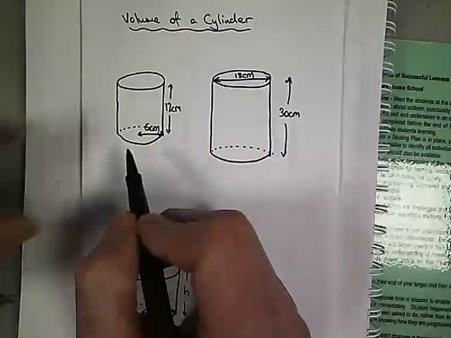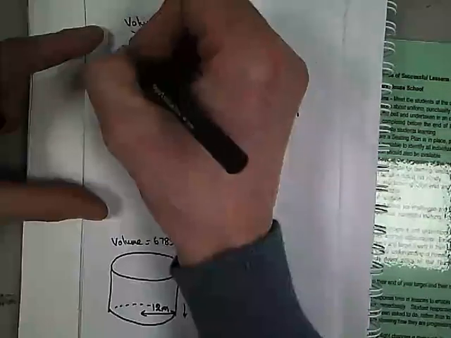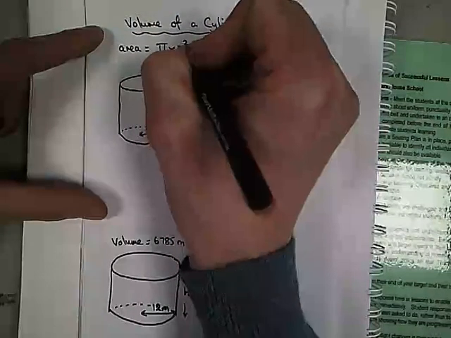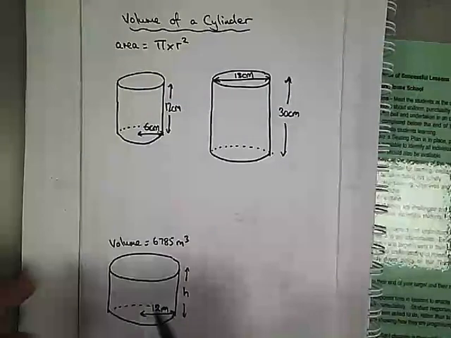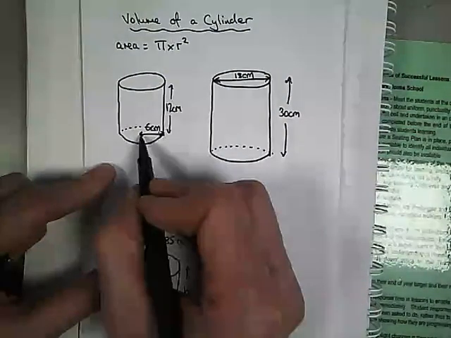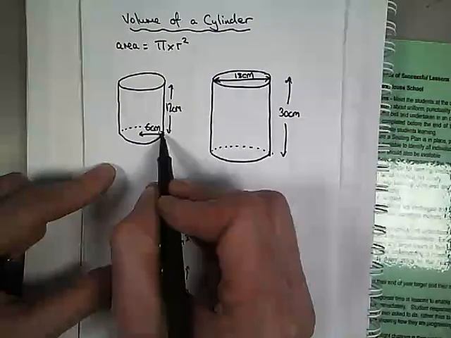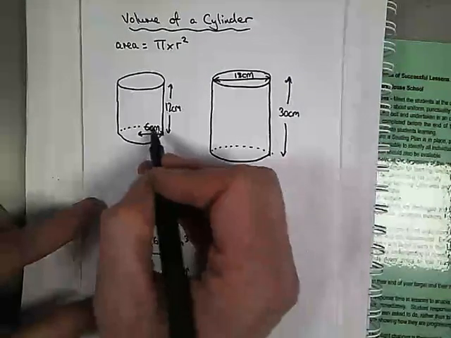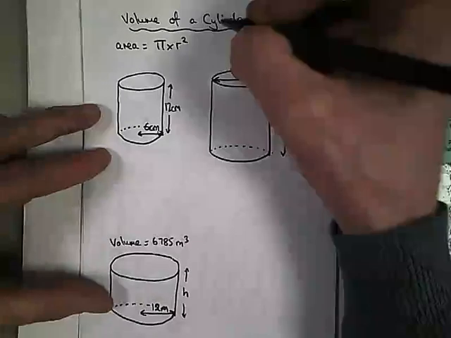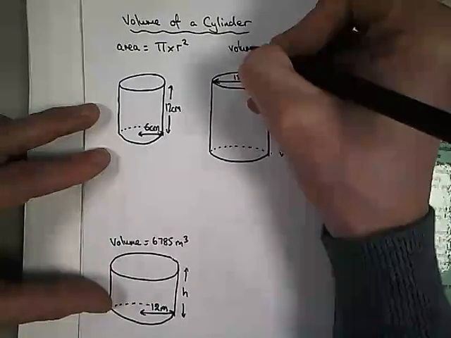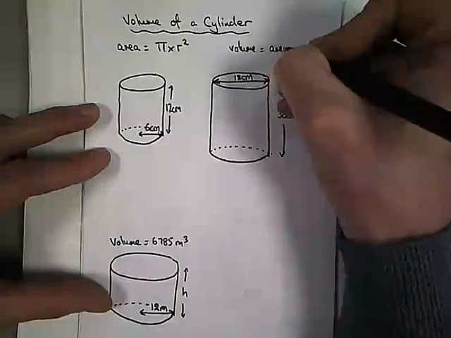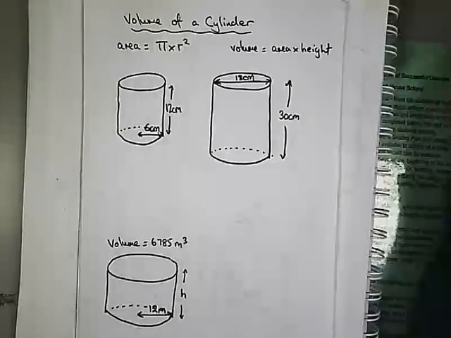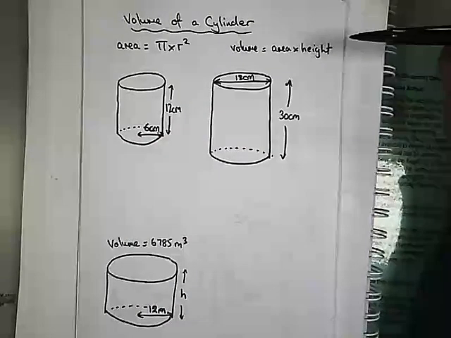So to work out the area of the circular base, we use the formula pi times the radius squared. Okay, r is the radius, the distance from the centre to the outside of a circle. So if we know the radius, then we can work out the area of the base. Once you've done that, the volume equals the area times the height. And we can pop this all into one calculation if we've got all of the information.